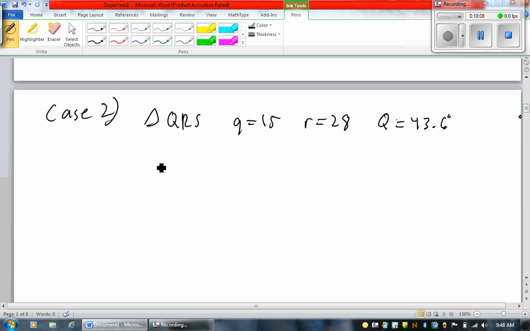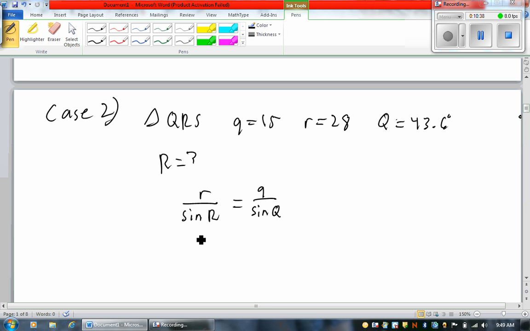And we want to know what angle R is. So we can use the law of sines to do this. We have little r over the sine of big R equals q over the sine of Q. And you guys are going to see why I don't want to draw the picture and spoil the fun for you in a second.